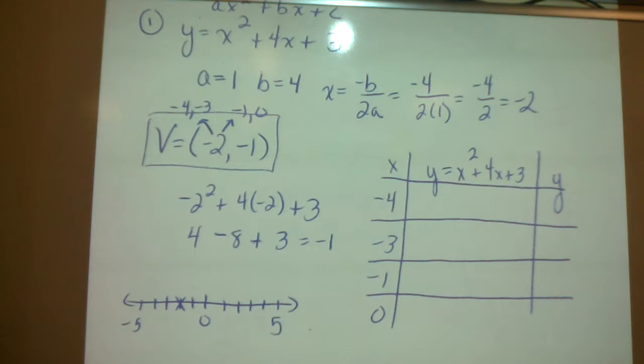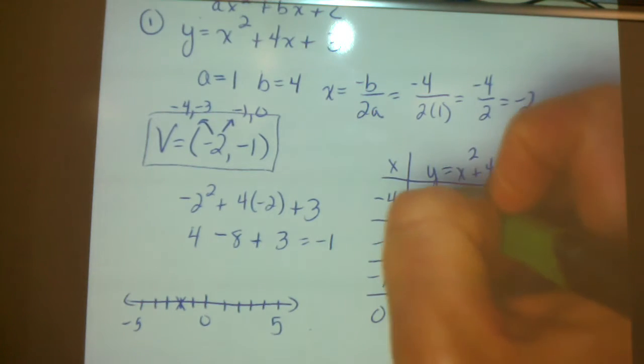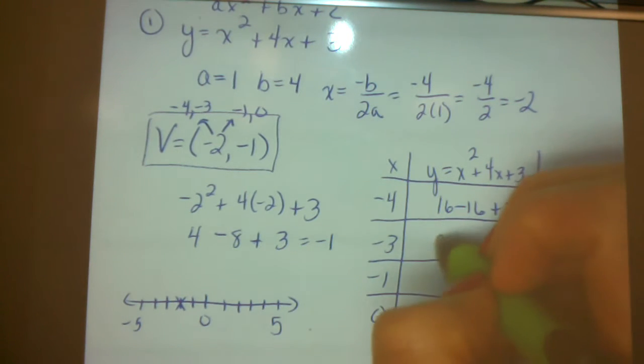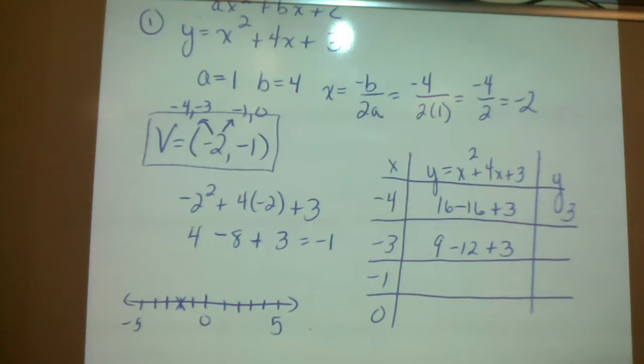So let's do the work. Negative 4 squared is 16. 4 times negative 4 is minus 16 plus 3. Let's do the math here. That's giving us 3. Negative 3 squared is 9. 4 times negative 3 is negative 12 plus 3. Do the work. 9 minus 12 is negative 3. Negative 3 plus 3 is 0.